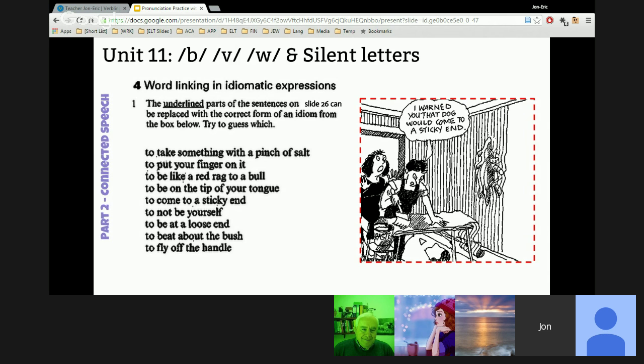Okay, let's take a look at one or two. First of all, let's go through the list on this page. These are all idioms that you might have heard before. Let's go around and just read them and make sure that they're clear. Antonio, read the first one for us, please. To take something with a pinch of salt.